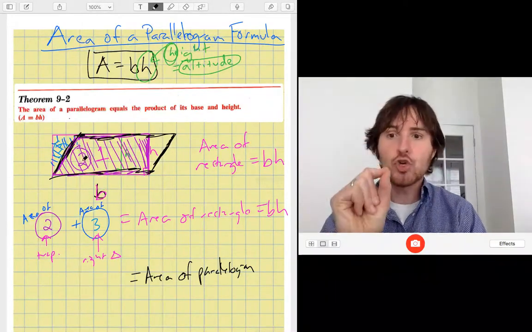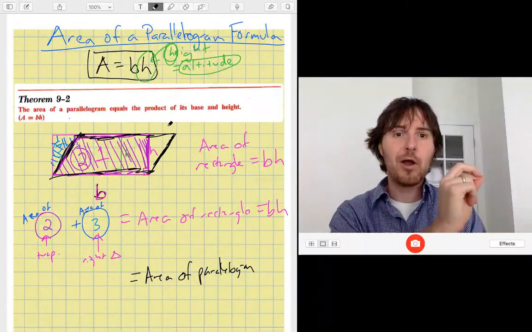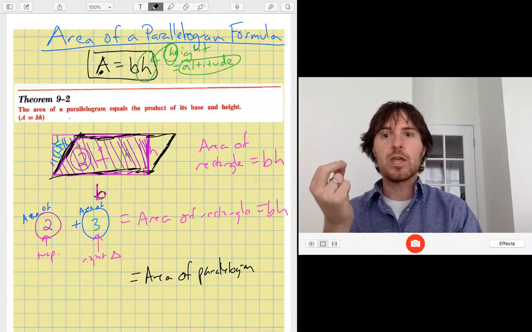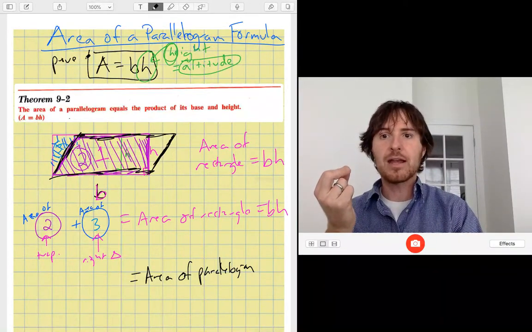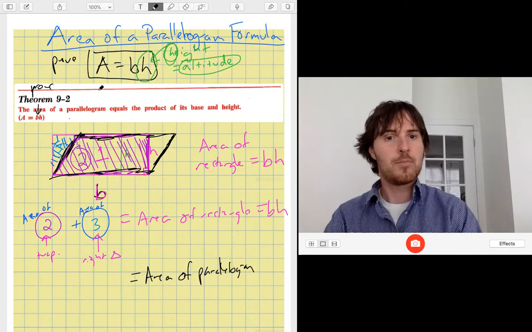That's 2 plus 3. What's the area of the parallelogram? We don't have the formula yet. This is what we are trying to prove right now, that it also has to be b times h. We're trying to prove this theorem must be true, okay?